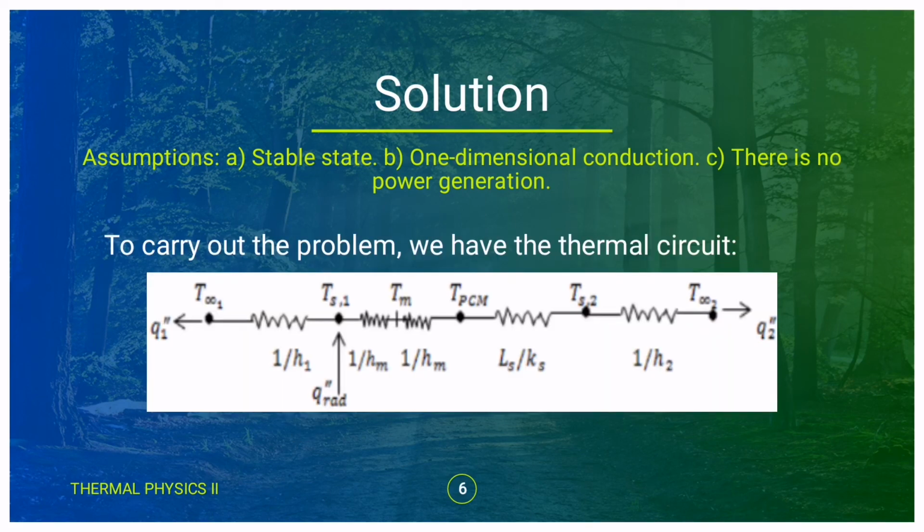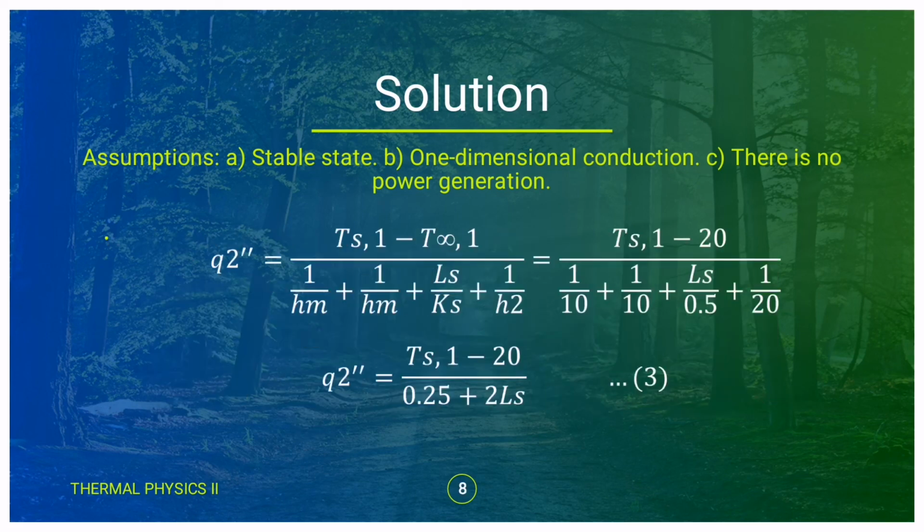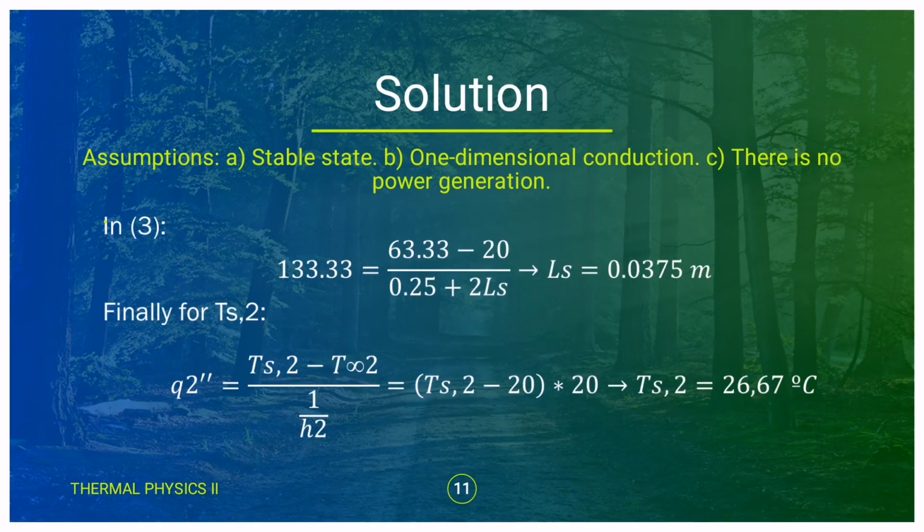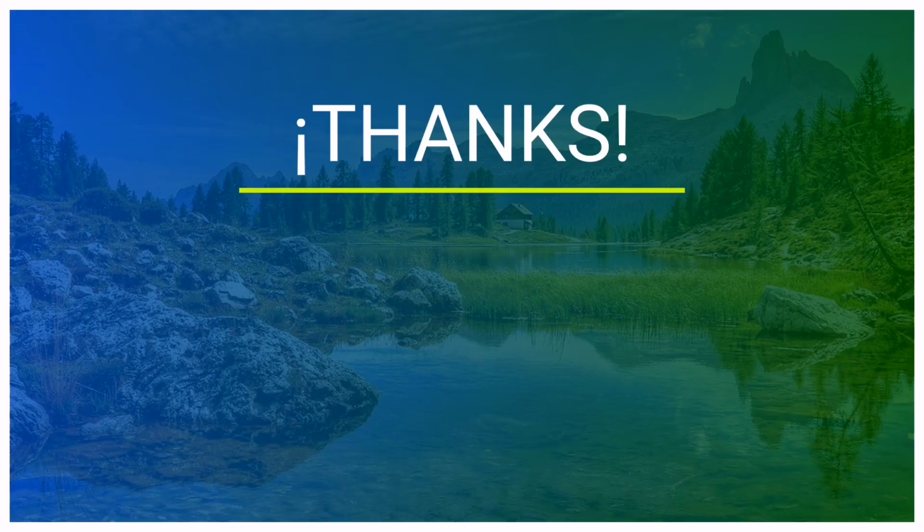And finally, for these two, remember this sum. After replacing, we have that Ts2 is approximately 26.67 degrees Celsius. And this is all. Thanks.